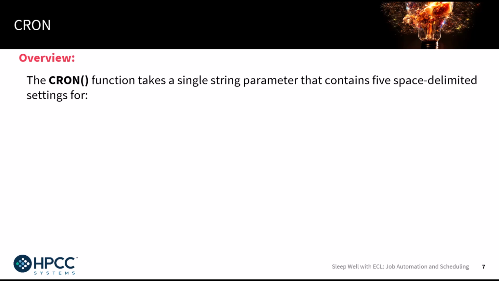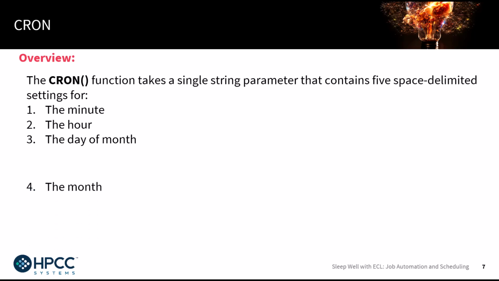All right. Cron jobs, of course, surround themselves around the cron function. The cron function takes a single string parameter, space delimited, and those 5 parameters are the minute, number 1, the hour, the day of the month, the actual month, and finally the day of week.